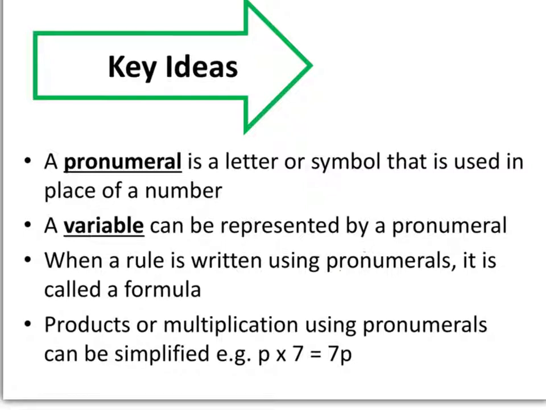And here are the key ideas from today's lesson. A pronumeral is a letter or symbol that is used in place of a number. A variable can be represented by a pronumeral, so the letter. And when a rule is written using pronumerals, it is called a formula. Products or multiplication using pronumerals can be simplified, meaning that we don't include that multiplication sign.